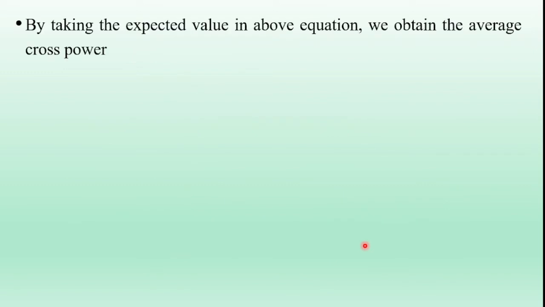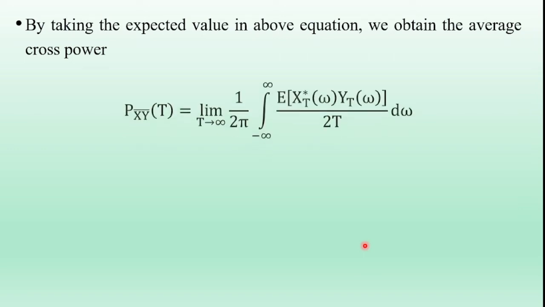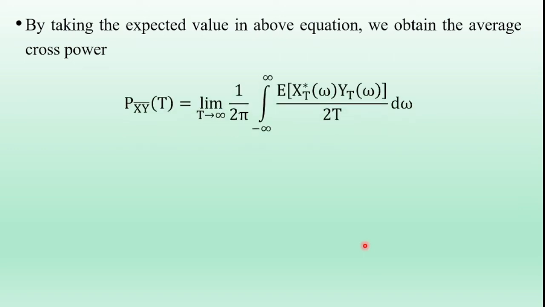By taking the expected value of the above equation, and also taking the limit as T tends to infinity on the right-hand side, we obtain the average cross power P_xy bar, which is equal to 1 by 2 pi times the integral from minus infinity to infinity of the expectation of X_T conjugate(omega) Y_T(omega) divided by 2T, d omega.